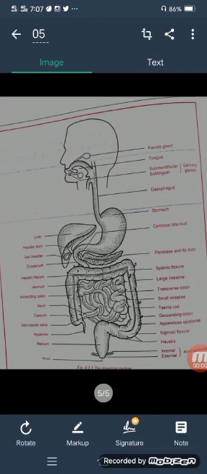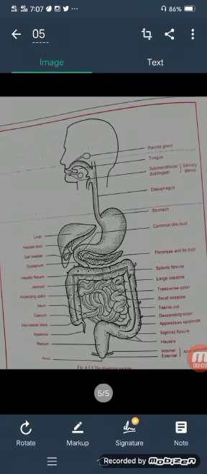The gut consists of buccal cavity, pharynx, esophagus, stomach, small intestine, large intestine, rectum, anus or the cloaca. And glandular systems are three in number. First one is the salivary glands, second one the liver and gallbladder, and third one is the pancreas and pancreatic duct.